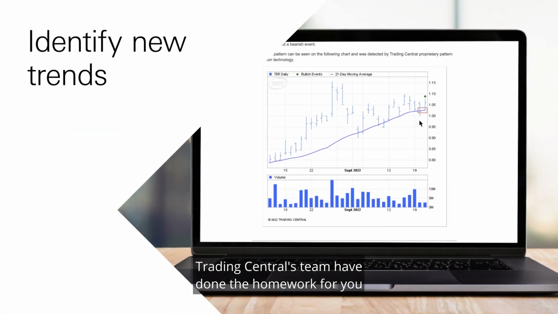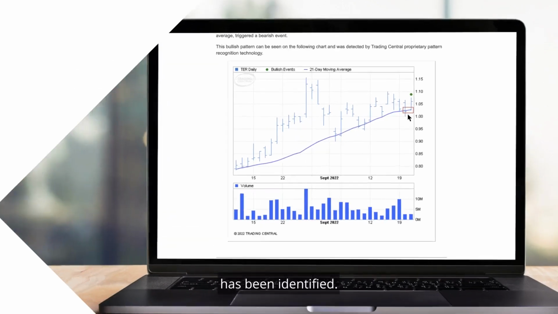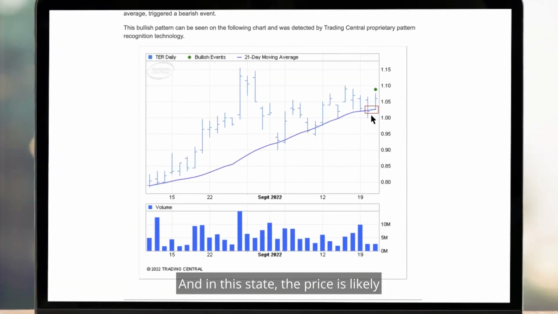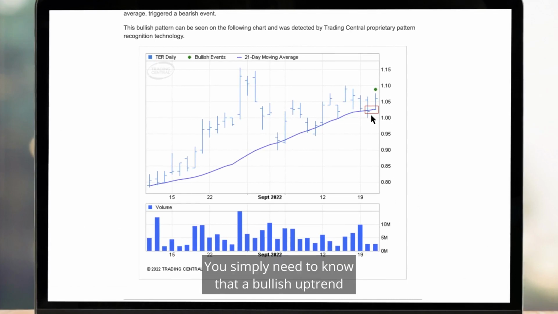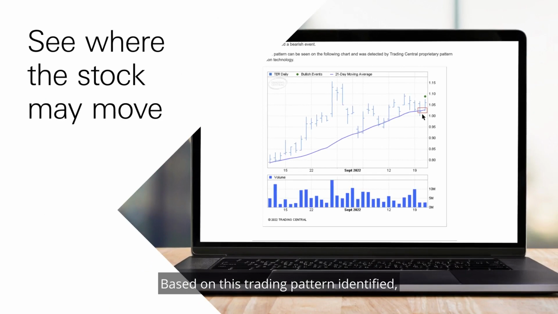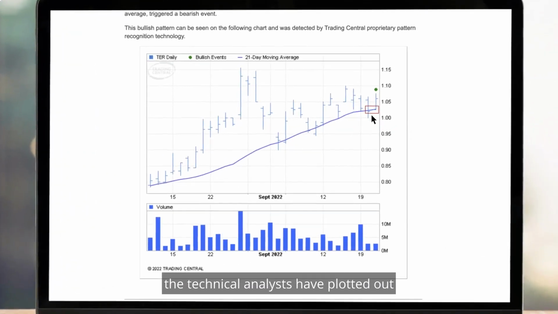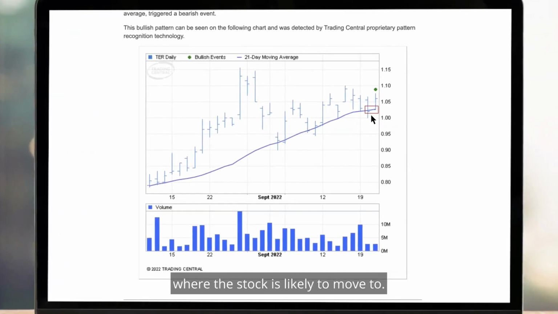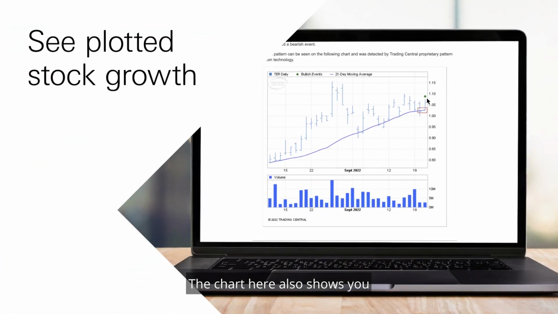Trading Central's team have done the homework for you, telling you that a technical bullish pattern where the stock price has crossed the moving average has been identified, and in this state, the price is likely in an established uptrend. You simply need to know that a bullish uptrend has been identified. Based on this trading pattern identified, the technical analysts have plotted out where the stock is likely to move to, the green dot. The chart here also shows you where the moving average is going.